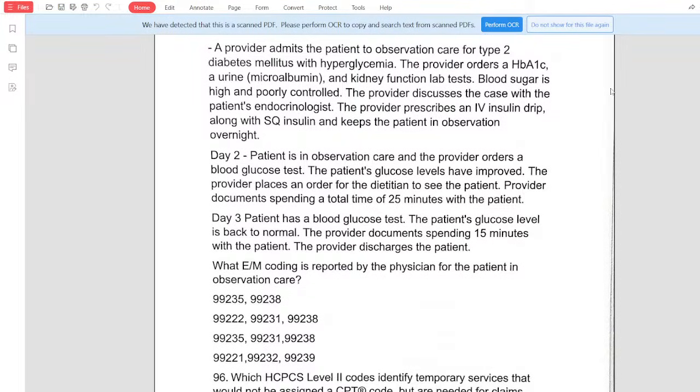99222. You have to report the E&M coding reported by the physician for the patient in observation care. So you have to report only for the observation care code, right? So 99222, that option, I mean B. B is the correct answer. That is for initial hospital inpatient and observation care code.